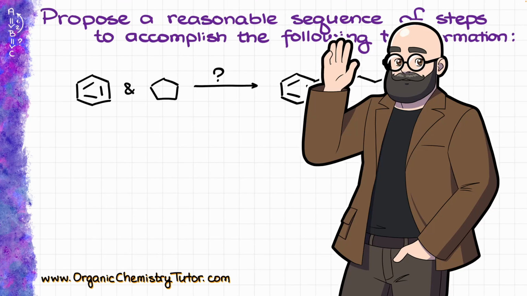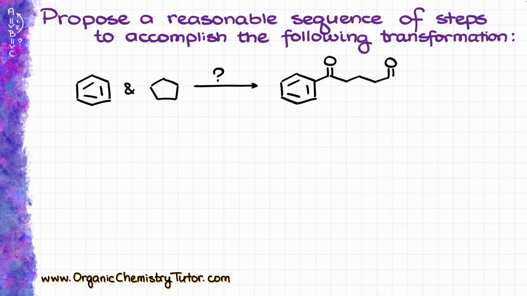Hey everyone, Victor is here, your organic chemistry tutor, and in this video I have a rather interesting synthetic problem for you. We are going to be starting from benzene and cyclopentane, but our product contains benzene and a long open chain with two carbonyls. So how are we going to accomplish this transformation?